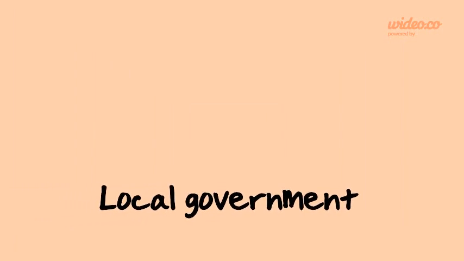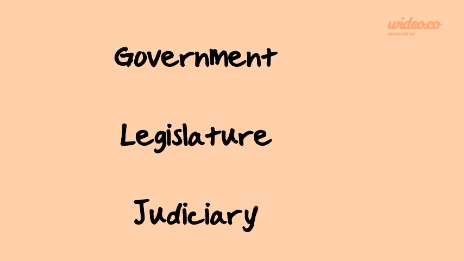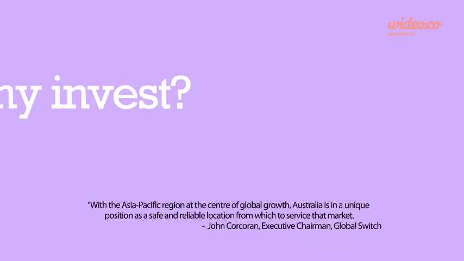Local governments are established by state and territory governments to take responsibility for a number of community services. Local governments have a legislature and an executive, but no judiciary. Their powers are defined by the state or territory government which established them.